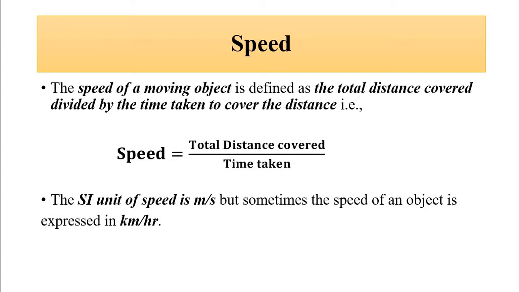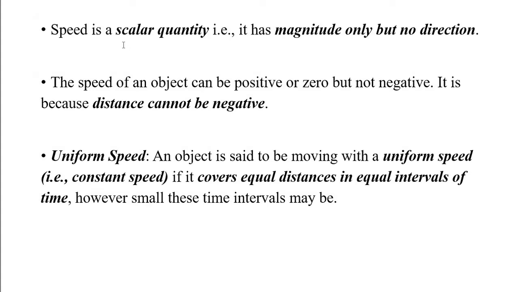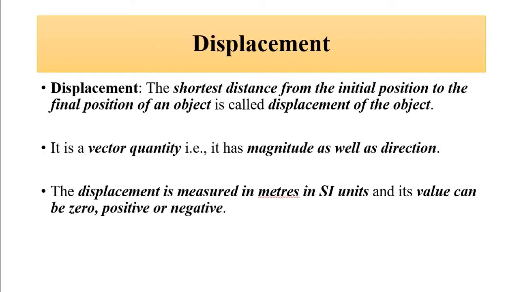As distance is a scalar quantity, speed, which is derived from distance divided by time, is also a scalar quantity. It has magnitude but no direction. Speed of an object can be positive or 0 but not negative. Here is an important point again. As we know, displacement is a vector quantity.